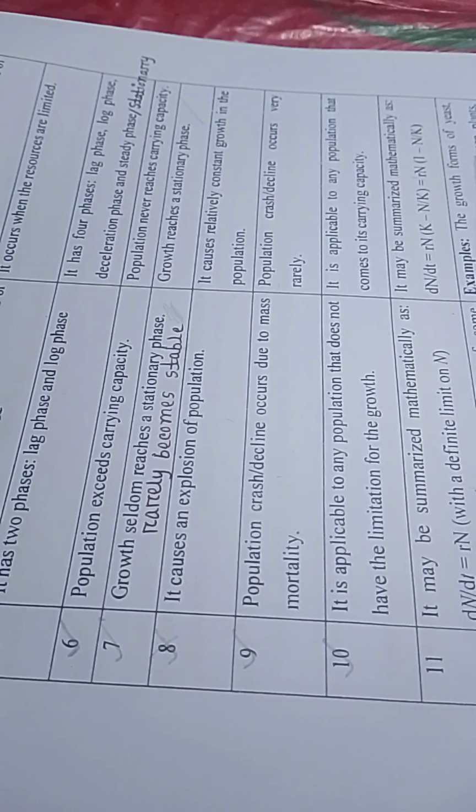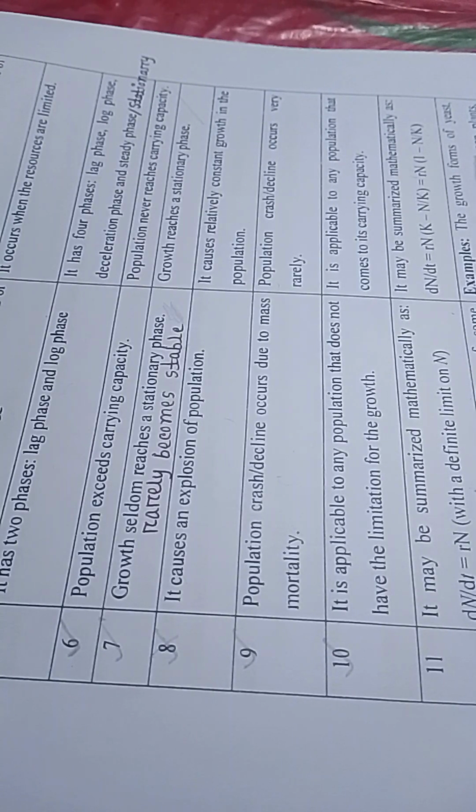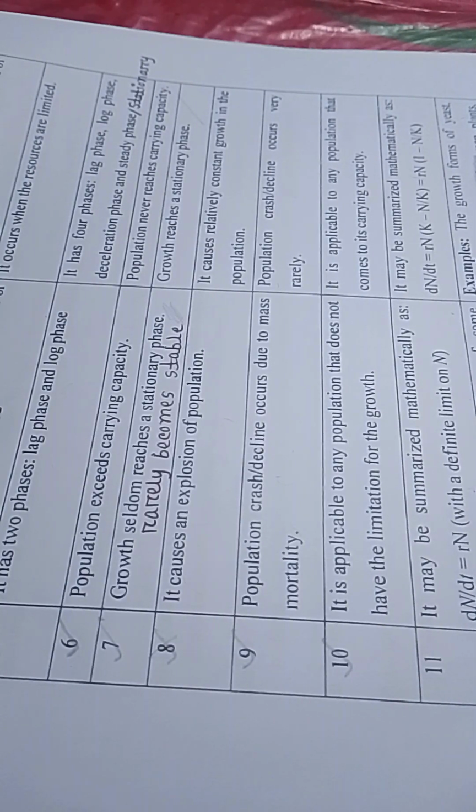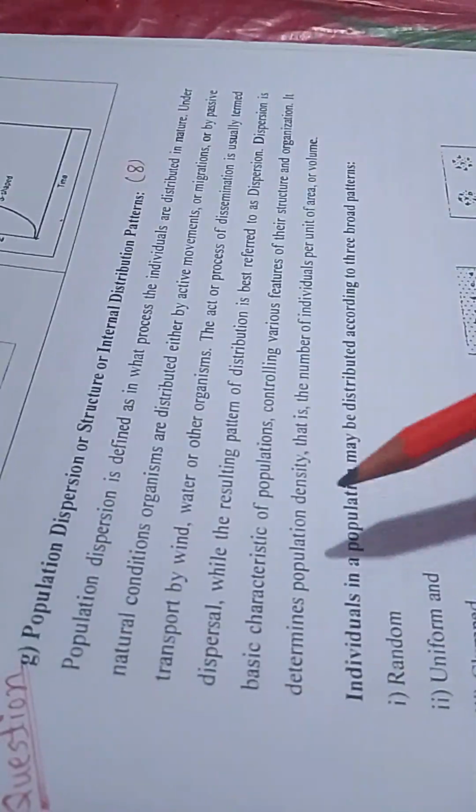The growth form of some insects, algae, annual plants, etc. Examples: the growth form of yeast, duckweed, microbes, and man. The J-shaped growth curve can be represented as: this is J, this is S.